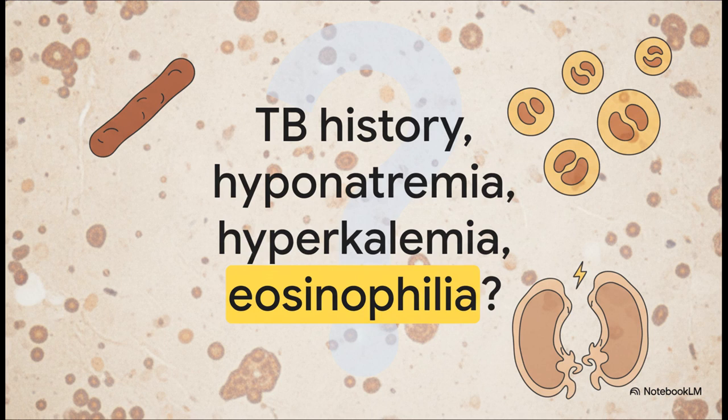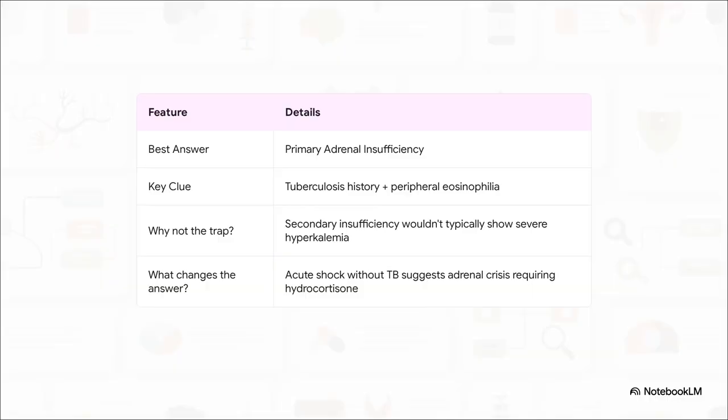A patient with a known history of tuberculosis comes in with severe fatigue, postural hypotension, hyponatremia, hyperkalemia, and a very curious, highly specific lab finding of peripheral eosinophilia. So what's going on here? This is primary adrenal insufficiency.